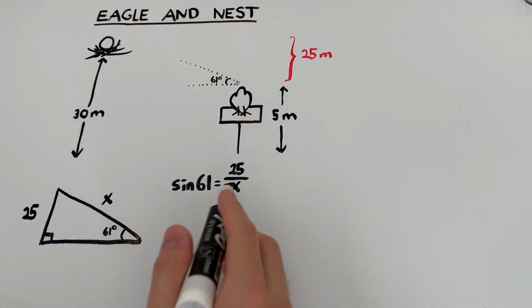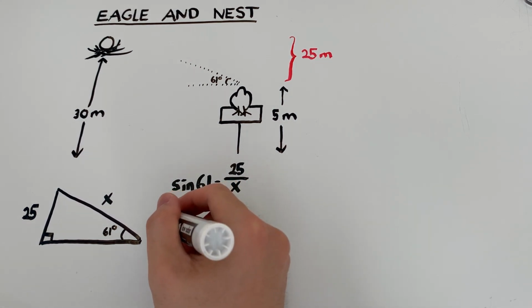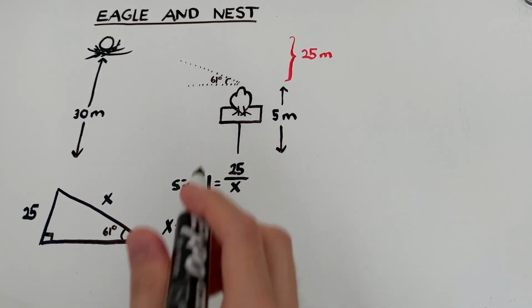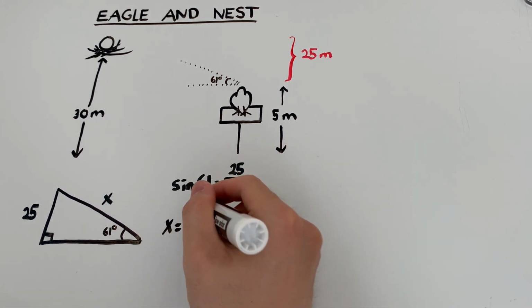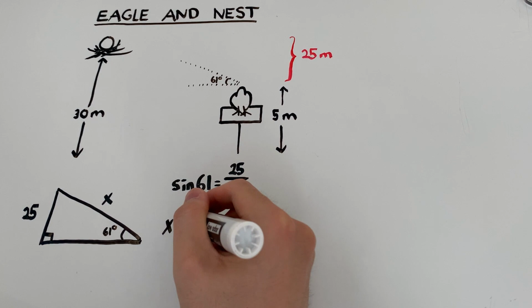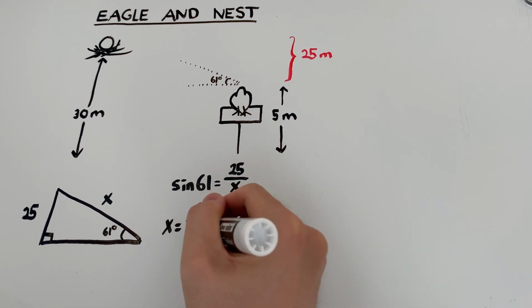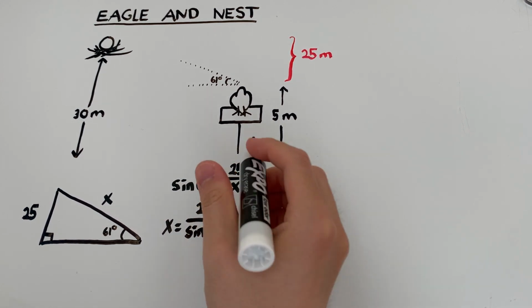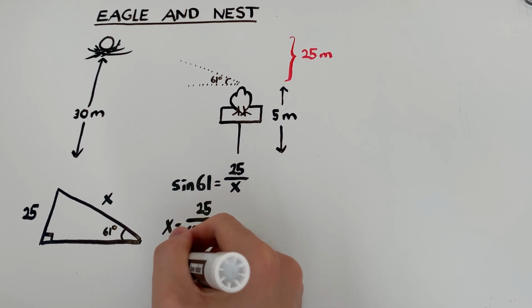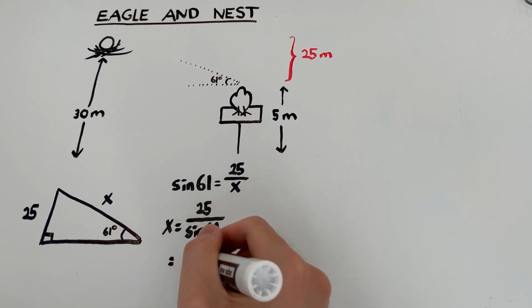Now we're going to find x. So we can move everything around to get x equal to 25 over sine 61. Punch that in the calculator and you get x equals 29 meters.